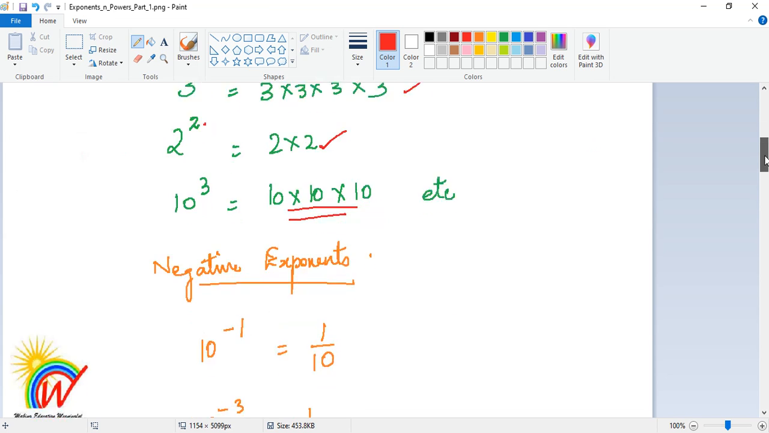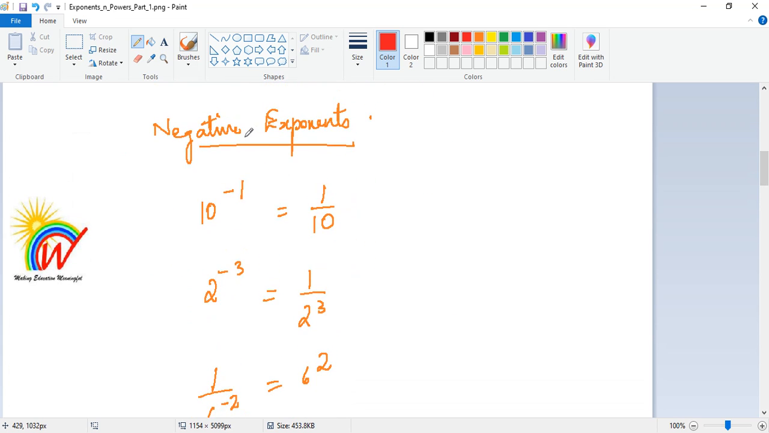Okay, now when you have a negative number as a power, like 10 to the power of minus 1, you can write this as 1 by 10. So what you do is you reciprocate the base, and the power becomes positive. Understood? If I want to write it the other way around, 1 by 10 will be 10 by 1, which is simply 10. And here there is a 1 over here, because when there is no number we have 1.